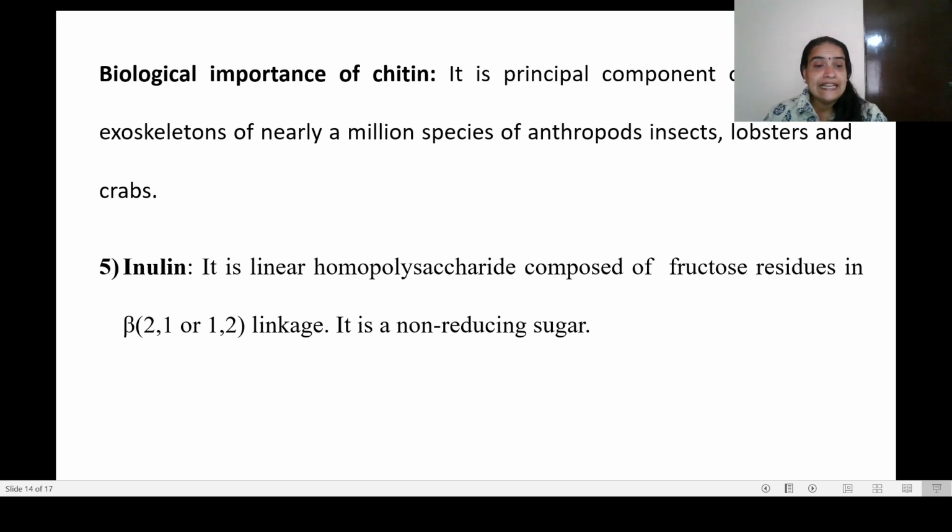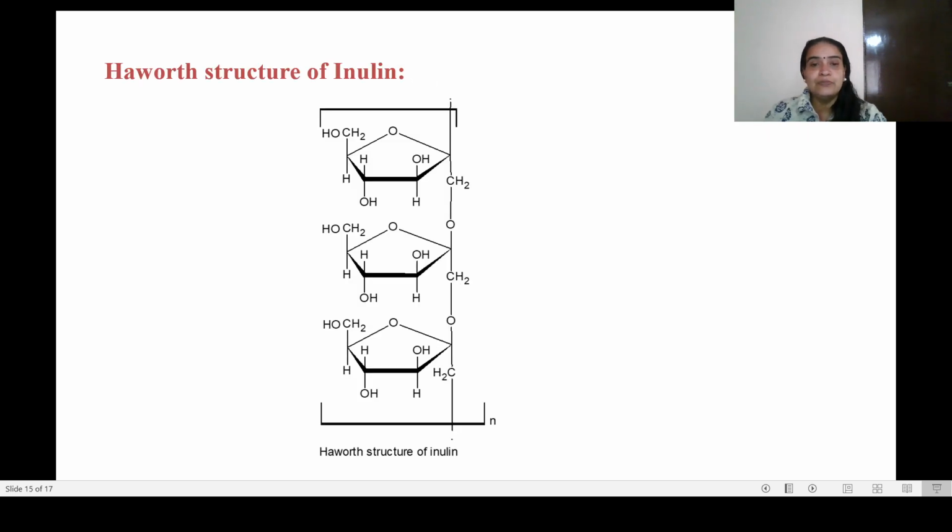Another polysaccharide is inulin, which is a linear polymer of fructose. It is a linear fructose polymer. You know, the Haworth structure of fructose is a 5-membered ring. It is a furanose structure, whereas glucose, galactose and mannose have a pyranose ring. They have a 6-membered ring. So it is a linear homopolysaccharide composed of fructose residues in beta-2,1 or 1,2 linkage. And as the first position of the fructose is blocked, it is a non-reducing sugar.